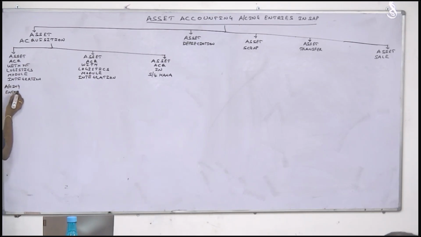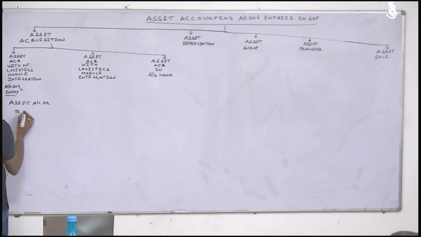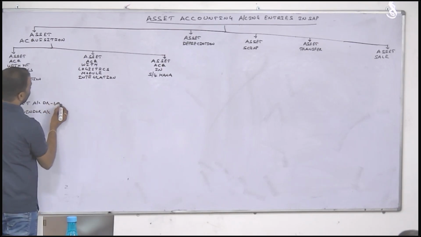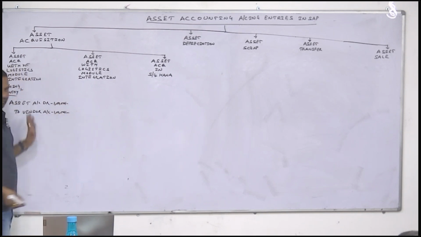I don't write all the things like vendor account and bank account, those are all common. So what is the accounting entry for asset acquisition? Asset account debit to vendor. Then vendor account and bank, check issue and payment, that is the common one. I am talking about only asset acquisition. Asset account debit, for example, 1 lakh. Hope everyone is clear.